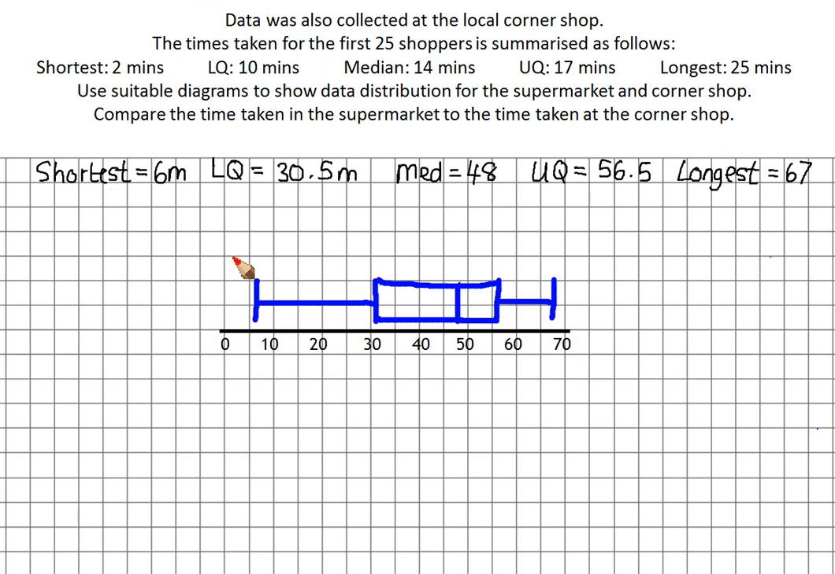So my shortest was 2 minutes, so this person's right down here. Lower quartile was 10, median was 14, about there, upper quartile was 17, and the longest was 25. So if I draw my box plot now, again, not the absolute straightest and neatest in the world, but you've got the idea. There's our shortest value at 2, lower quartile at 10, median at 14, upper quartile at 17, and the longest at 25 minutes.